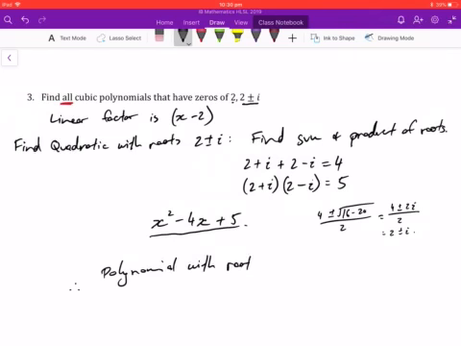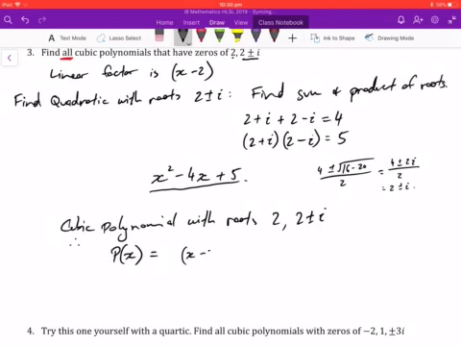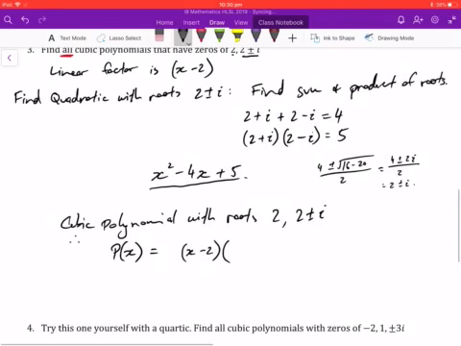So therefore, the polynomial with roots 2 and 2 plus or minus i, I should say the cubic polynomial, is going to be p of x equals the linear factor, except I missed something, I'll need to leave space, x minus 2, the linear factor, times the real quadratic factor, because we don't want complex expressions, we want it to be real. So I don't want to just write three linear factors with complex terms in it. We try to avoid having that.